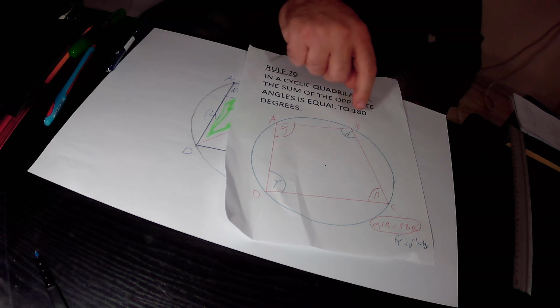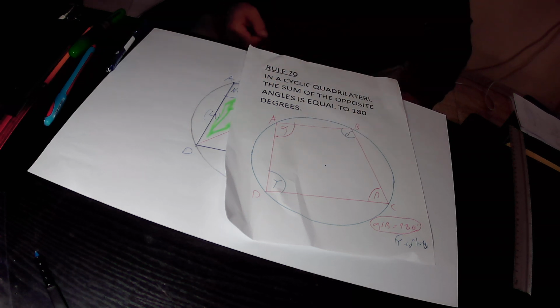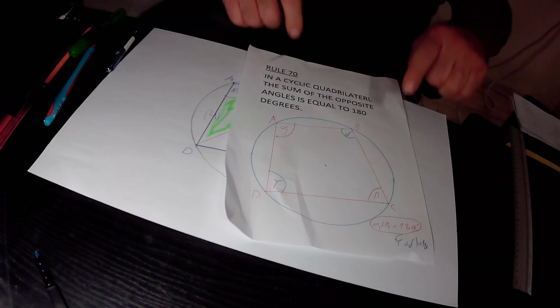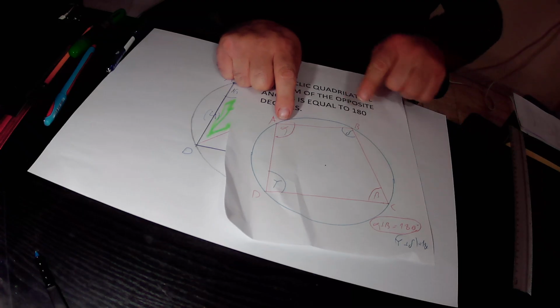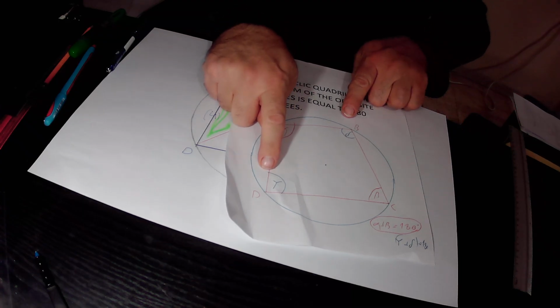Quadrilateral ABCD is inscribed in this circle, therefore it is a cyclic quadrilateral. So the sum of those two opposite angles must be equal to 180 degrees. That is to say, alpha plus beta equals 180 degrees. Likewise, the sum of those two opposite angles must also be equal to 180 degrees. That is to say, lambda plus delta equals 180 degrees.